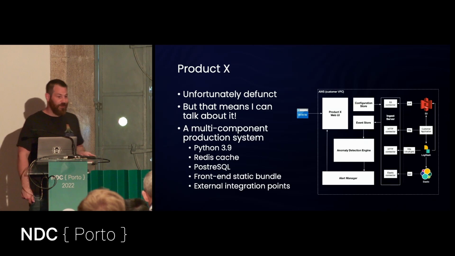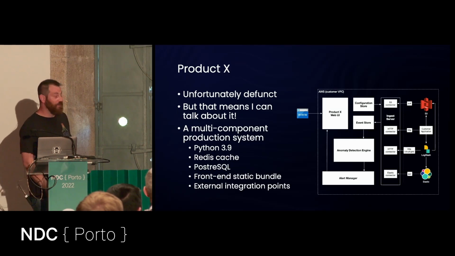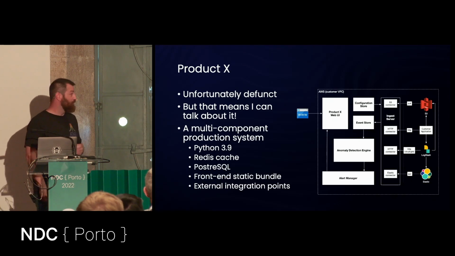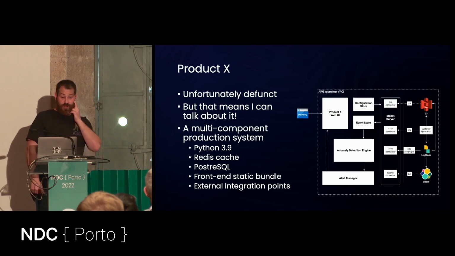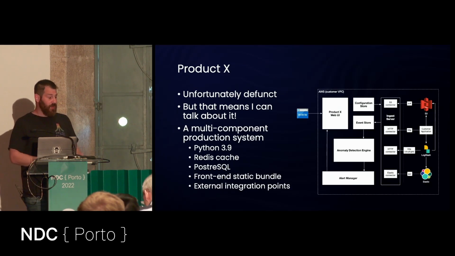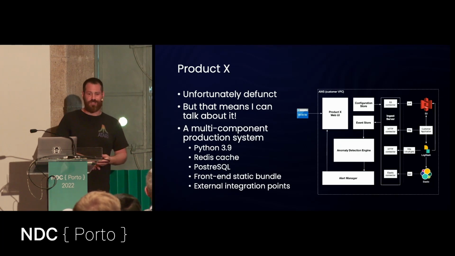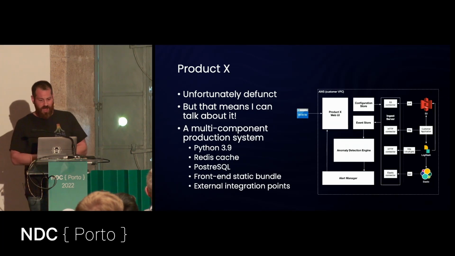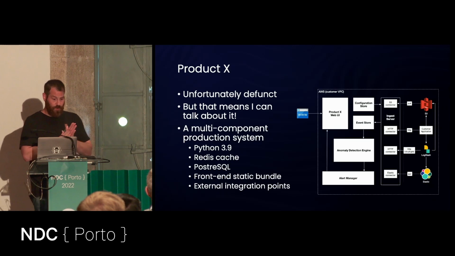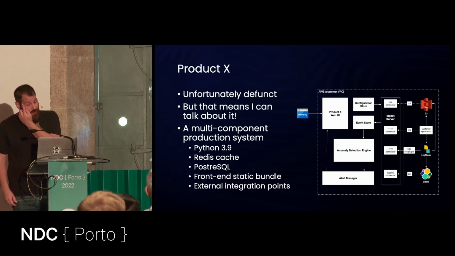It's really called CloudKeeper, but when I wrote the slide, it was still kind of up in the air whether or not I'd be able to use the name. So let's call it Product X. Product X is a security product. It does log analysis and security scans and anomaly detection, all of these wonderful things that modern security systems do. Critically, though, it is a multi-component production system, mostly built in Python.